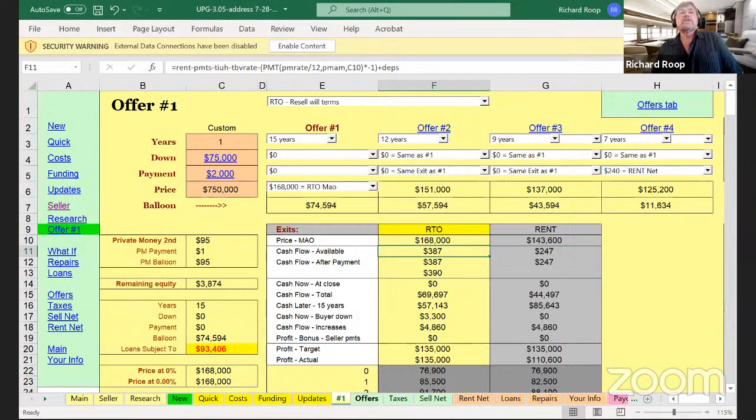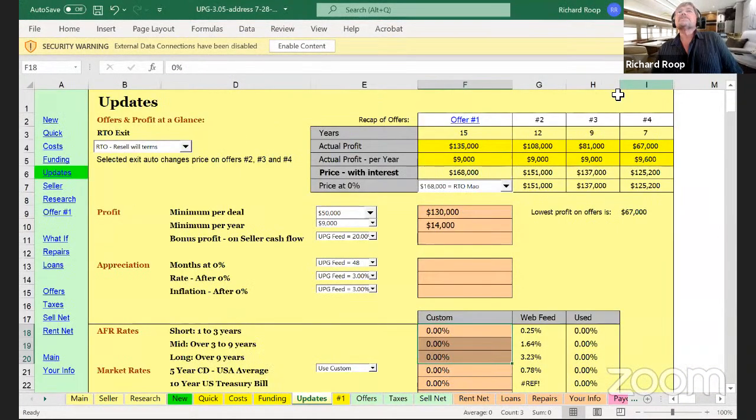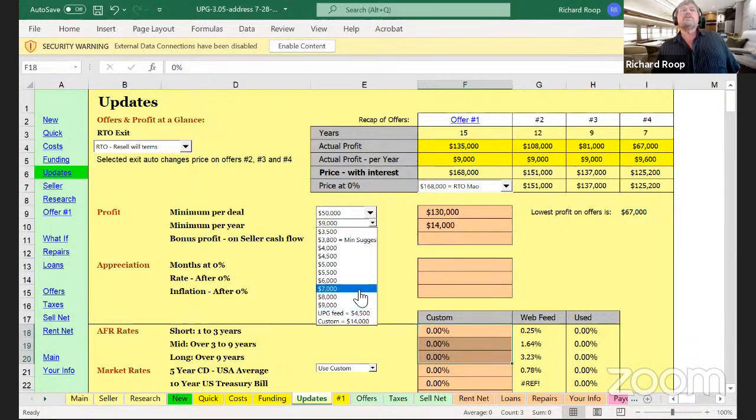So now let's take a look at our offers. In fact, let's take a look at our profit targets. Okay. Now it's 9,000 a year, so it's 67, 81, 108, 135. So these are our profit targets. Now sometimes people are happy, especially on a lower price home, to use 7,000, right? So we could take a look at that. Let's start with 9.